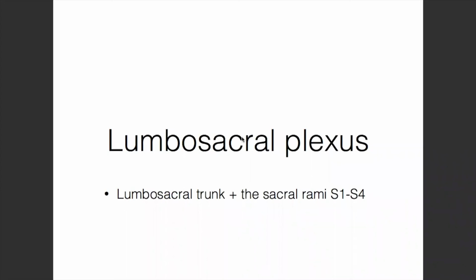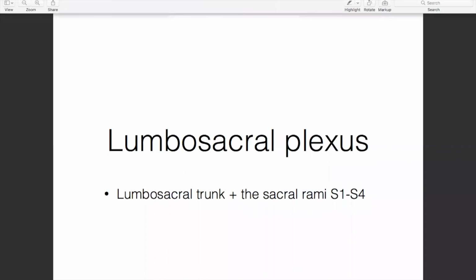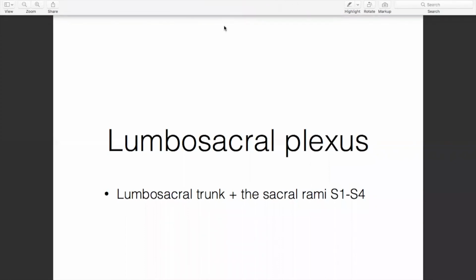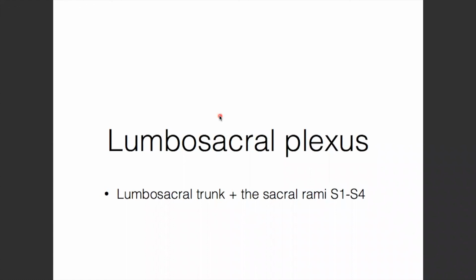Okay, so the last thing we're going to be talking about today is the lumbosacral plexus. We'll be basically discussing the most important nerves. The lumbosacral plexus has a part from the lumbar plexus, and most of it is from the sacral plexus. The part that comes from the lumbar plexus is specifically the lumbosacral trunk. When we were talking about the lumbar plexus last time, we mentioned that the last thing in it is the lumbosacral trunk, and we didn't talk about it. So the lumbosacral trunk goes from the lumbar plexus to the sacral plexus, okay? It joins with the sacral rami of S1 to S4, and all of them together form the lumbosacral plexus.